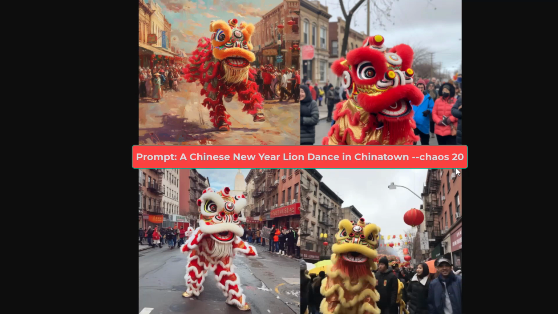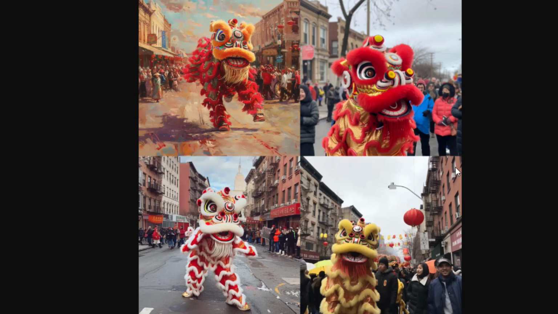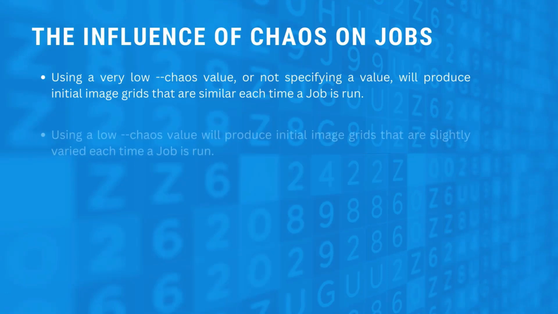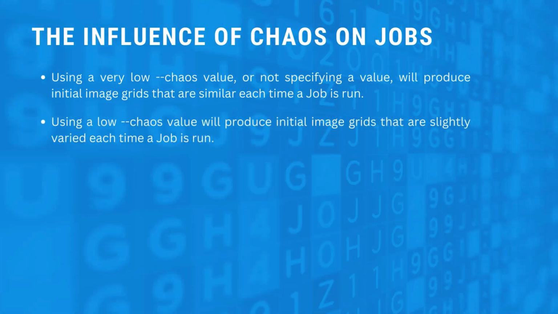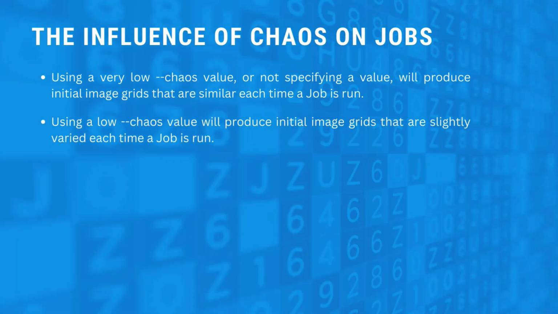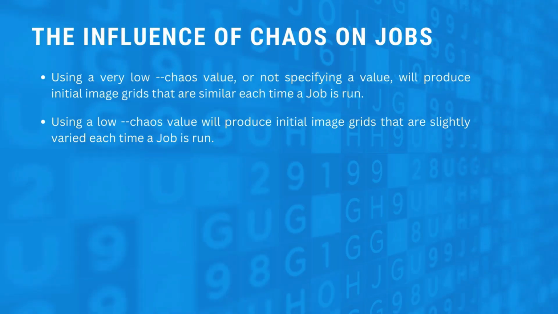We'll start with --chaos 20. And this is what we get. Some pretty similar shots of a lion dance, all similar distance from the lion, some color differentiation, but quite similar images. Using a low --chaos value will produce initial image grids that are slightly varied each time a job is run.